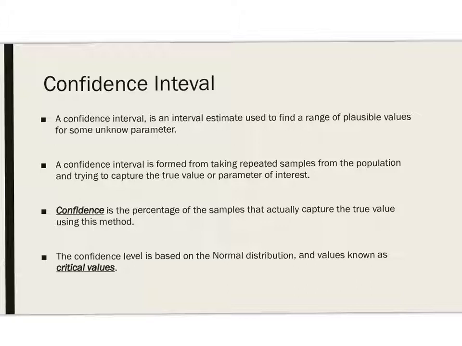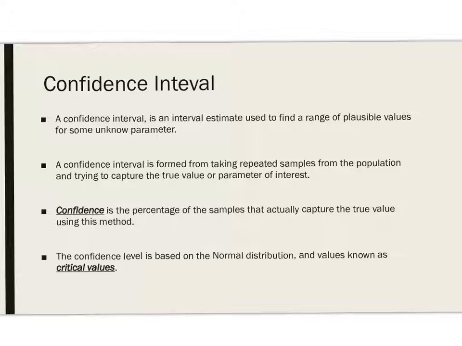It's one value. What we're going to try to do now is develop a range of values or an interval of values to try to guess that price. And these values are going to be plausible values for some unknown parameter. So we're trying to guess the true value from our data. Our data is going to provide us with some plausible values. Instead of using one value, we're going to try to guess it with a range. And it's formed from taking repeated samples from the population and trying to capture the true value or parameter of interest. So the goal here is to repeatedly do this over and over again. And when you do this, you're trying to capture that true, unknown value.